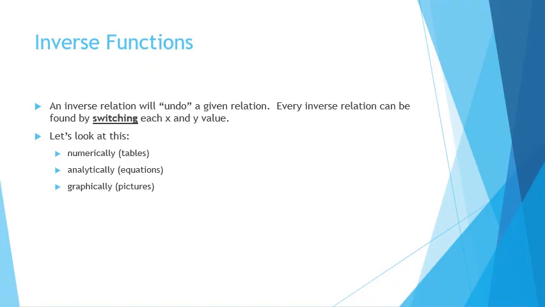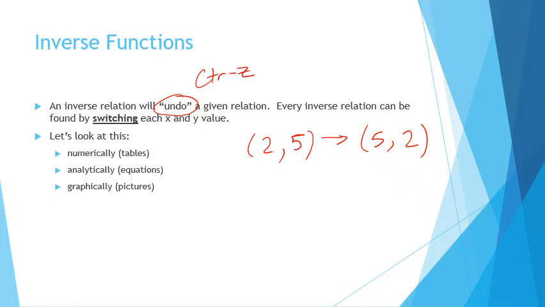So an inverse function or inverse relation will basically undo a given relation. It's like the same thing as Control Z on the keyboard. And so every inverse relation can be found by switching the x and the y values. For example, if we have the point (2, 5) on a function, on the inverse, the point (5, 2) will be a part of the inverse.